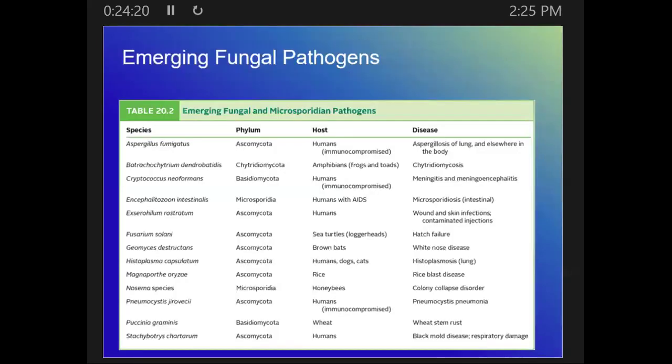Your book also has a table here of emerging fungal and microsporidian pathogens, some of those that I just talked about. So again, it's dicey when you have fungi attacking human tissue. It's challenging to find a way to kill just the fungus and not harm the human. So it's a very concerning situation, especially if you're already immunocompromised.